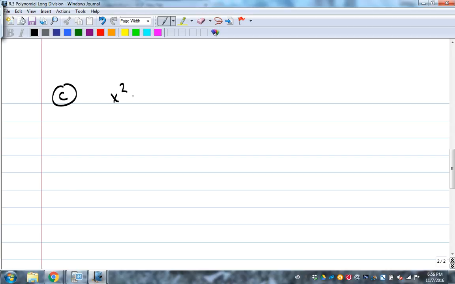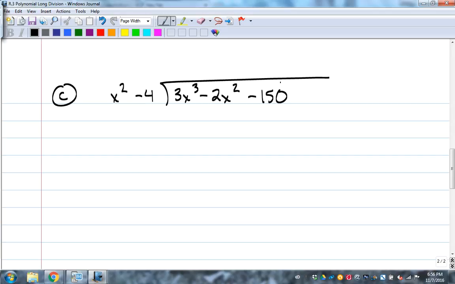All right, so x squared minus 4 divided into 3x to the third minus 2x squared minus 150. What do we notice about this one? It doesn't have a regular x on the outside. It doesn't have a regular x on the inside either. That's a problem. If it's not there, what is it? It's 0. So what we want to do is put a placeholder there.